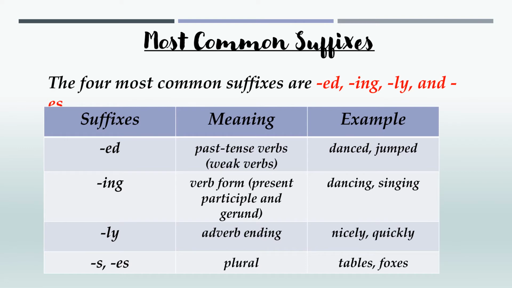And here we will discuss the most common suffixes, and the most common suffixes are ed, ing, ly, and es. Ed shows past tense. For example, danced and jumped. Ing is a verb form. By adding ing, we can make the present participle and gerund. And ly is the adverb ending, and s or es we use at the end to show a plural word.